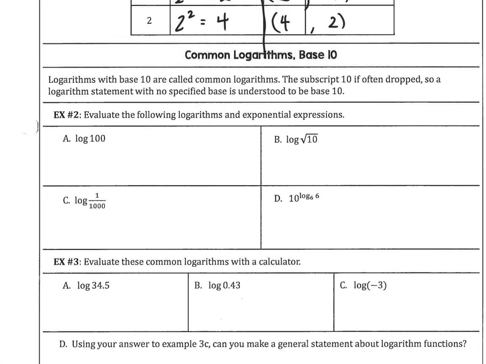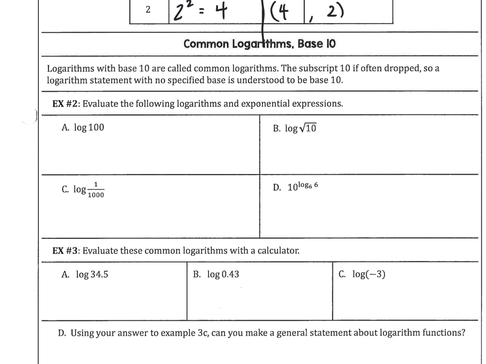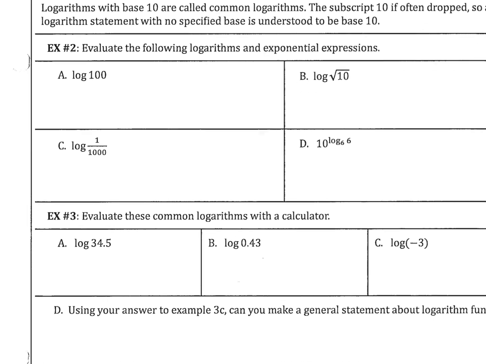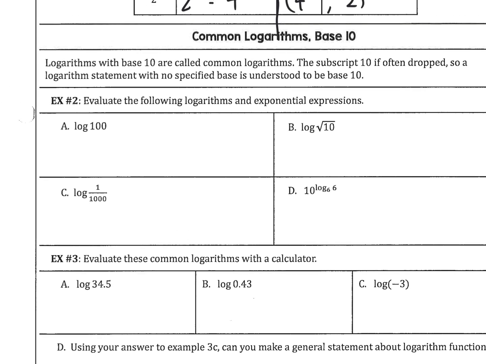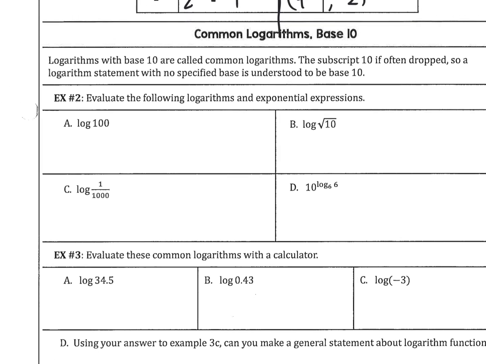Common logs. Common logs are base 10. Guys, this is our number system. We are a common log base 10 system. Think about it. Every time you move the decimal, it's a power of 10, isn't it? So we are a base 10 system. The way we know it's base 10 is we don't put the subscript base in there. So if you see log 100, what it's really saying is log base 10 of 100. Okay?